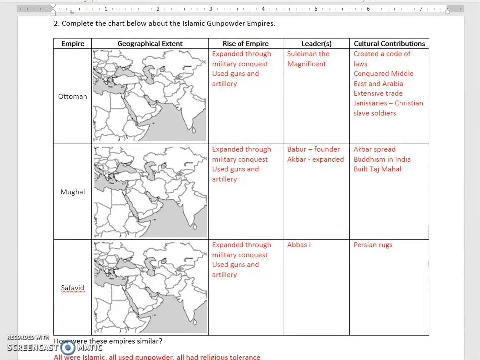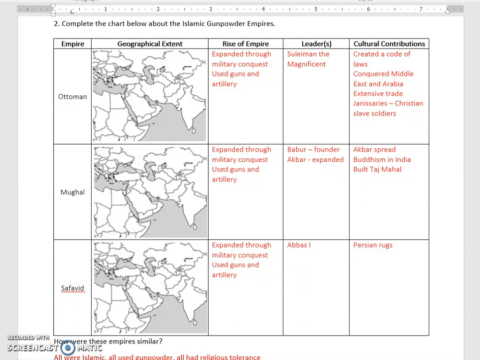Alright, next are our Islamic Gunpowder Empires. First one we're going to look at is the Ottoman Empire. The Ottoman Empire is located here, right about where Turkey is, through Arabia, and into a bit of North Africa, but mostly it's Turkey, Greece area, and Arabia. The biggest thing that all three of these empires will have in common will be they expand through military conquest using gunpowder and artillery. The leader of the Ottoman Empire that you need to know is Suleiman the Magnificent.